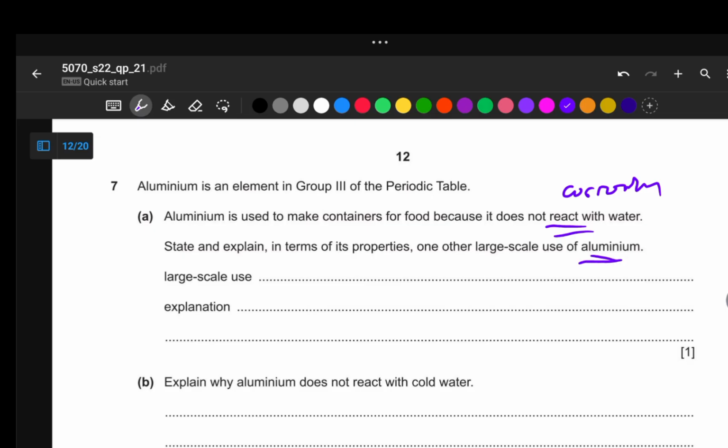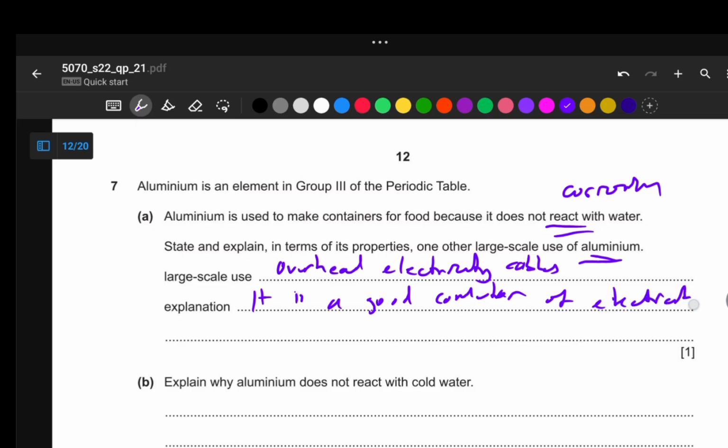So other uses of aluminium, we are going to have the manufacturing of overhead electricity cables, or pipeline or power lines, I mean. So why? Because aluminium is a good conductor of electricity, and also it has a lower density, making the cables light, right?